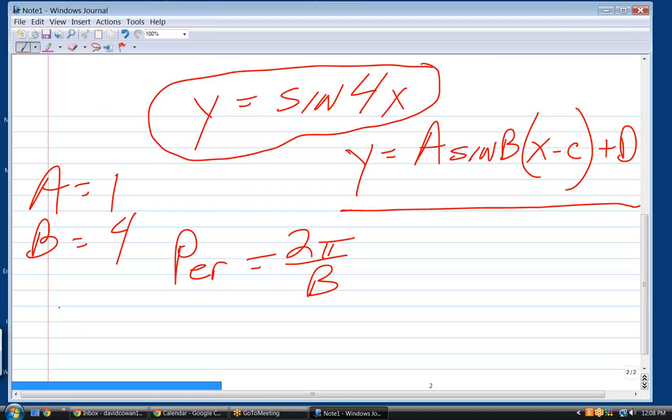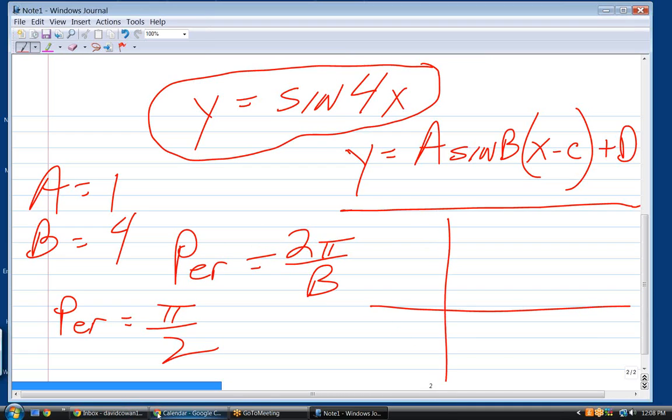So what's the period of this particular function? 2 pi over 4. Which is reduce it to pi over 2. Okay. Now, if we want to know what that graph looks like, well, the amplitude is 1, so it goes up to 1 and it goes down to -1. We know the sine function starts at 0, 0. It ends normally at 2 pi. In this case, where does it end?